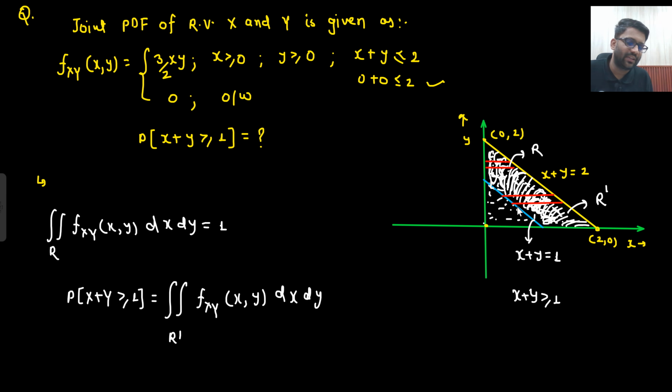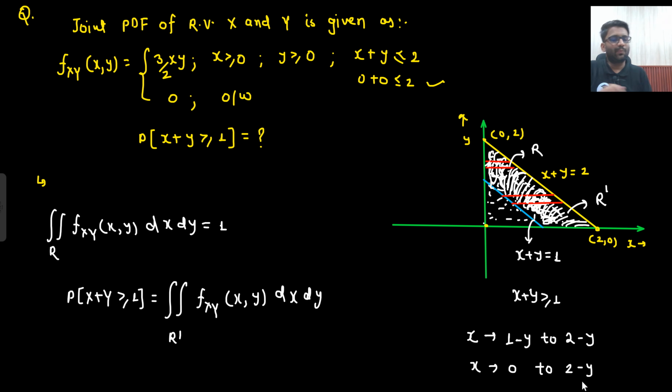If I take the horizontal strip, what will be the value of x? Here x will be going from 1 minus y to 2 minus y, and here your x will be going from 0 to 2 minus y. So both in the horizontal strip and in the vertical strip there is a problem. You will have to do the integration 2 times, which will take a lot of time.